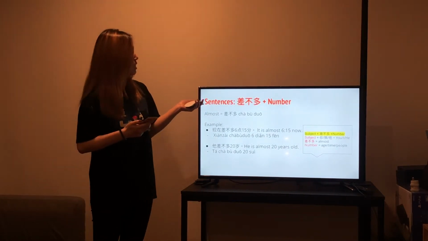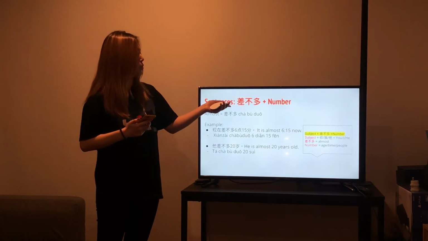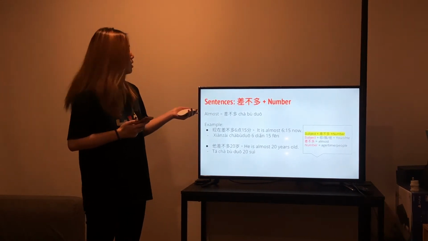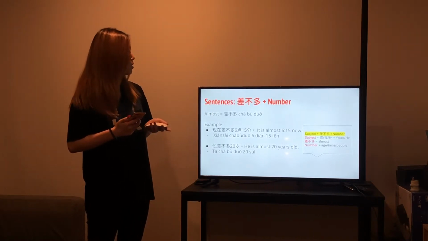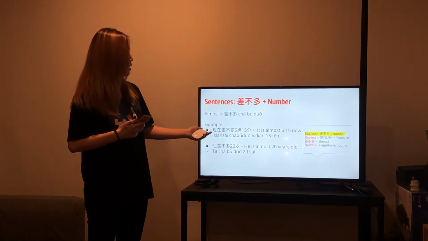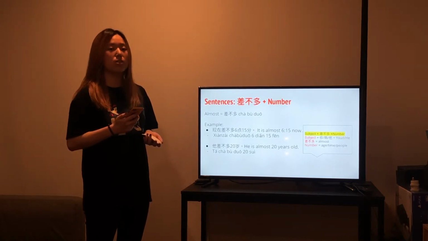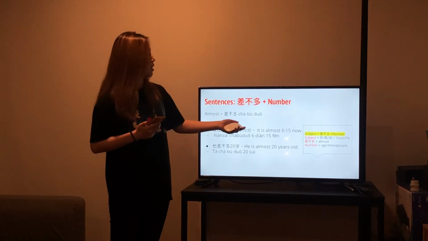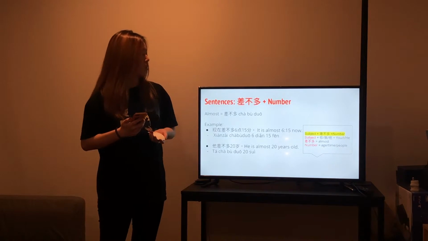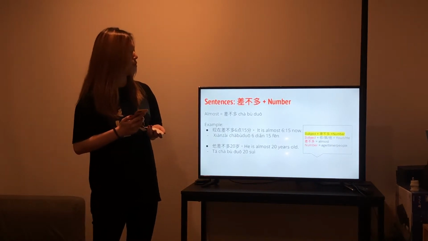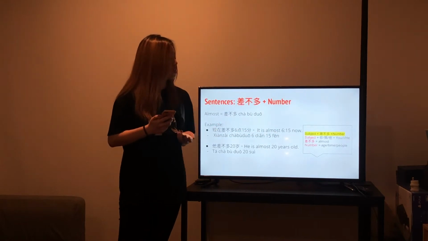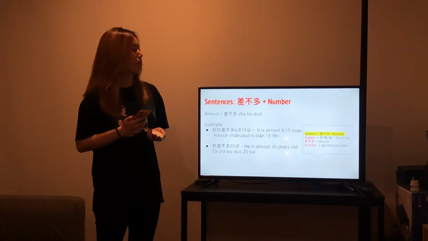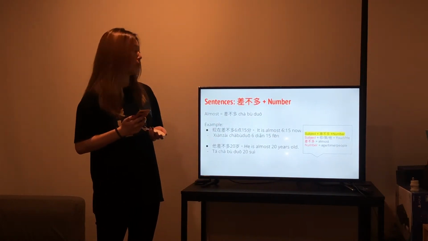The other sentence is 差不多 plus a number. 差不多 means almost. For example, 现在差不多6:15. The English is it is almost 6:15 now. So we can see that it is subject plus 差不多 plus number.